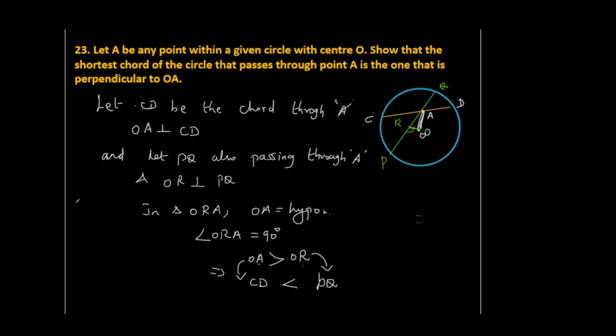CD is the chord through A, and OA is perpendicular to that chord. That is the smallest chord of the circle through the point A.